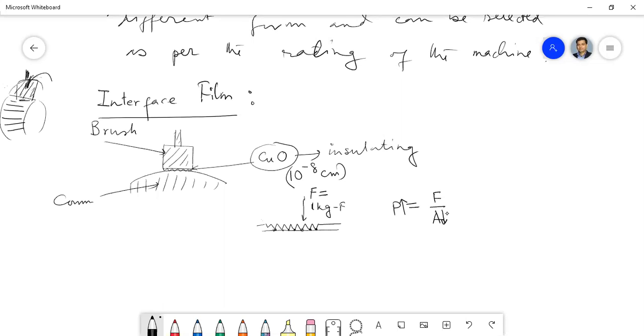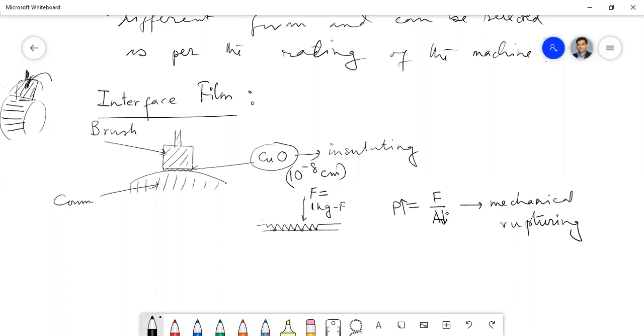Okay, the layer which is formed between these two surfaces is very thin. It is of the order of 10 to the power minus 8 centimeter. And if we have sufficient pressure, there is a mechanical rupturing. Okay, so that is the first thing.